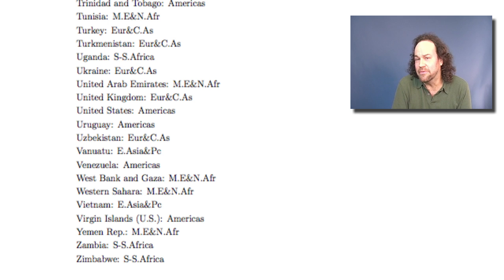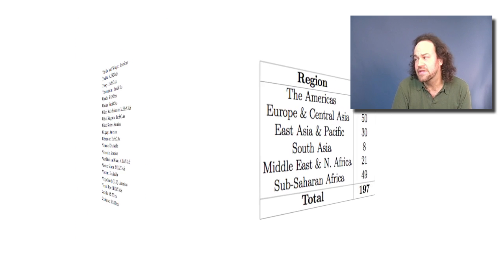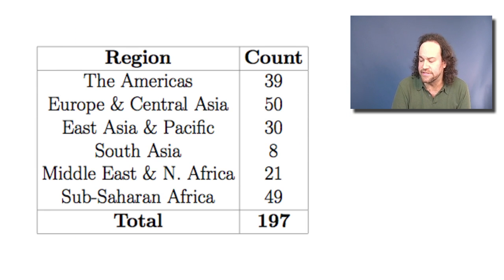Well, one simple thing we can do is just count. We can say how many of those 197 different countries and territories are in each of those 6 regions. Well, here's the count that we get. We see that there's 39 in the Americas, there's 50 in Europe and Central Asia, there's 30 in East Asia and the Pacific, there's 8 in South Asia, there's 21 in the Middle East and North Africa, and there's 49 in Sub-Saharan Africa.